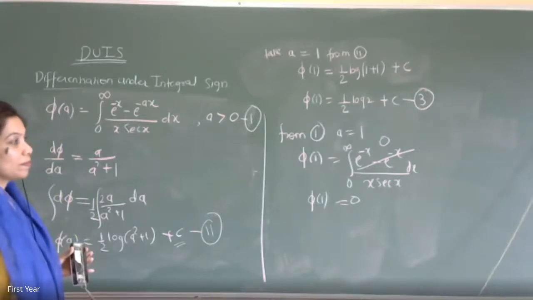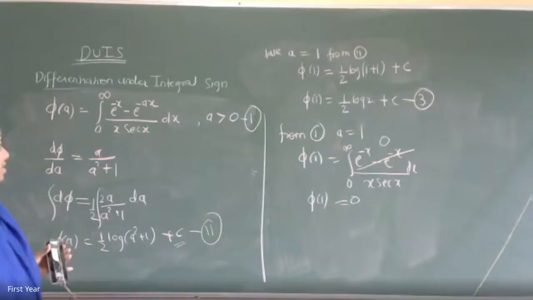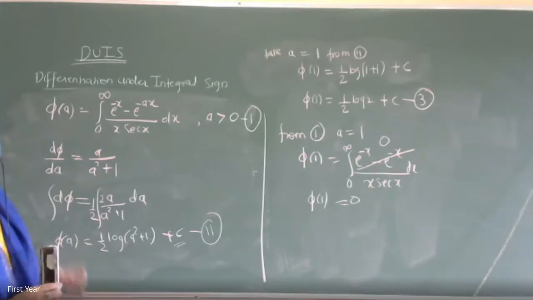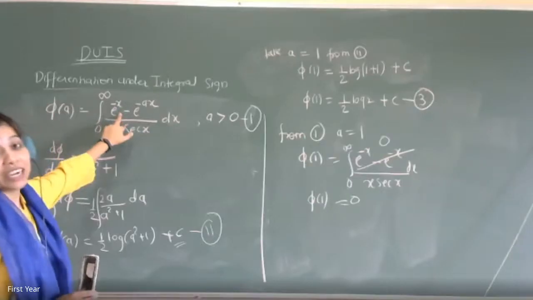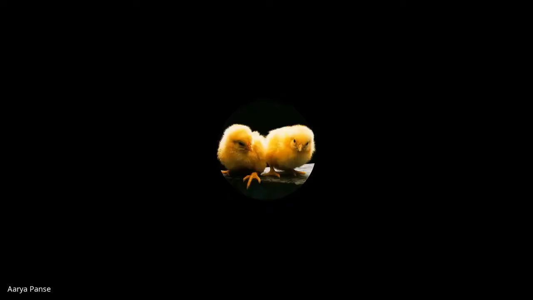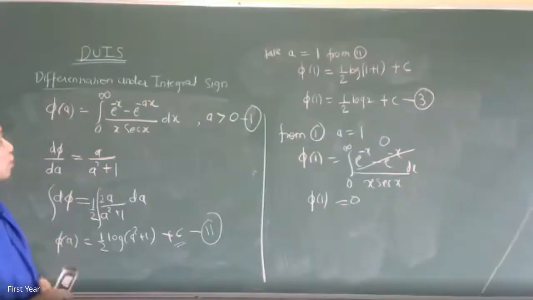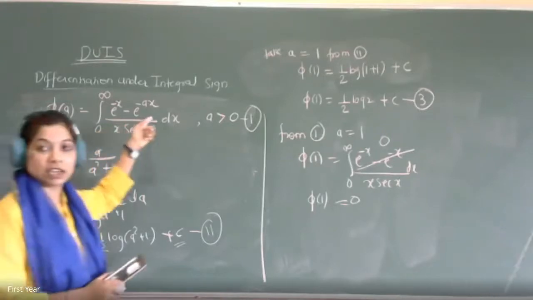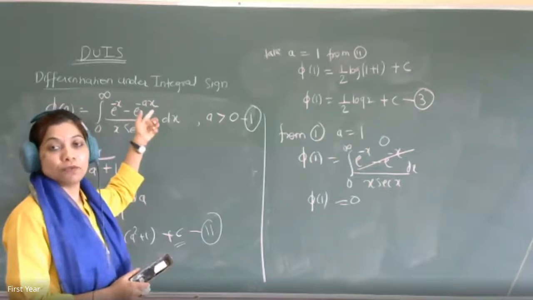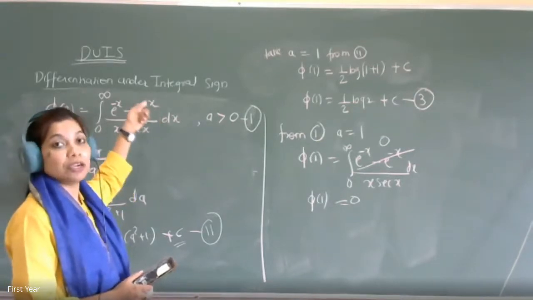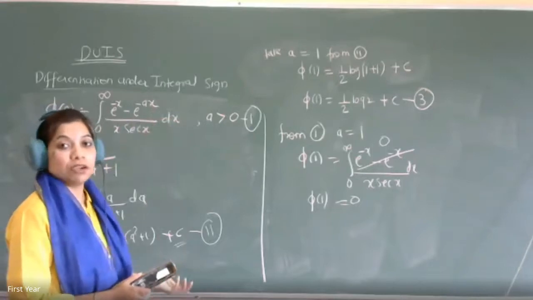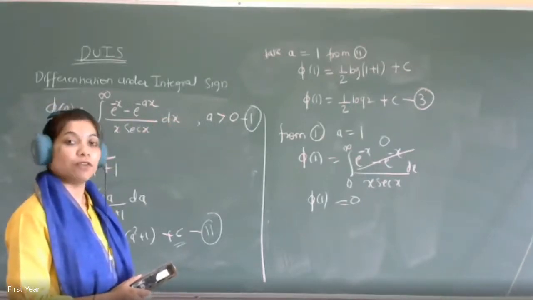Ma'am, will the value of d phi by da change? In it there is no a, so why would the differentiation change? Where there is an a, the minus sign would change the derivative. This has only x, so x is constant, and the derivative of a constant is 0, whether plus or minus. We differentiate with respect to a, not x. If it were with respect to x, it would have made a difference. But the differentiation is with respect to a, so there is no effect. The derivative will be 0 only.